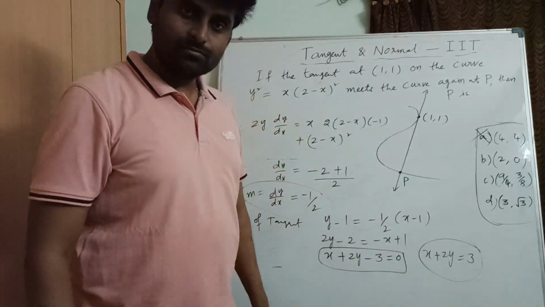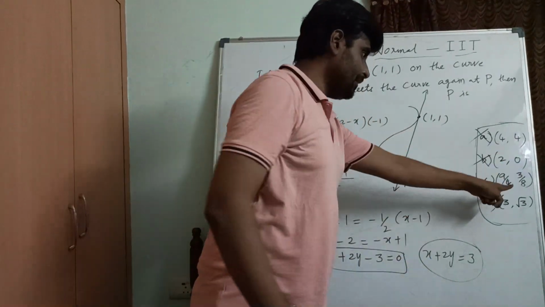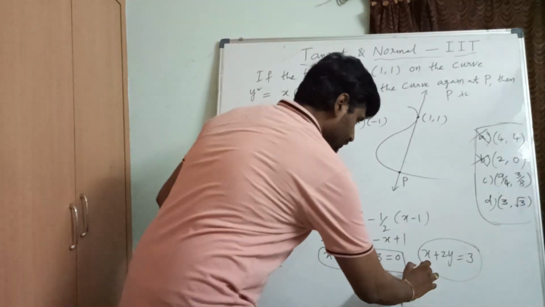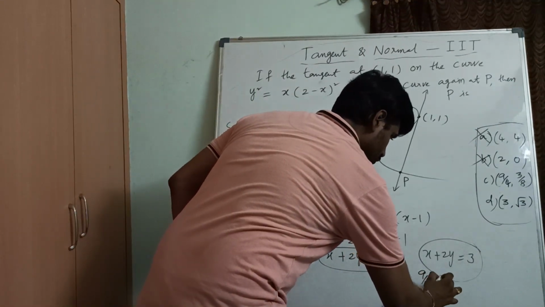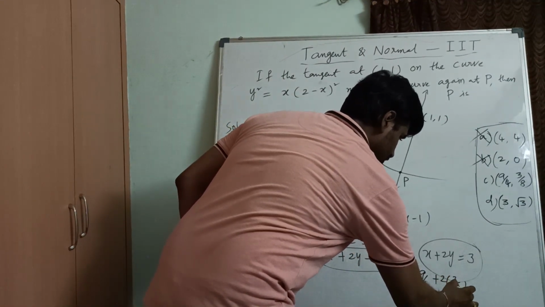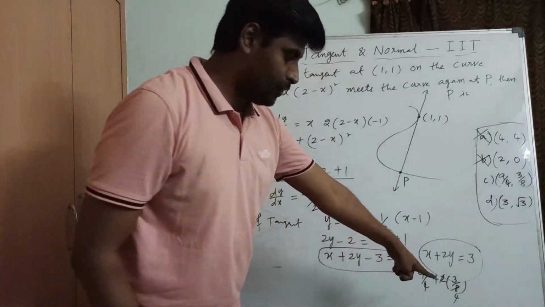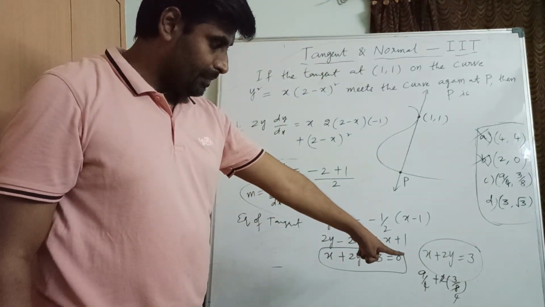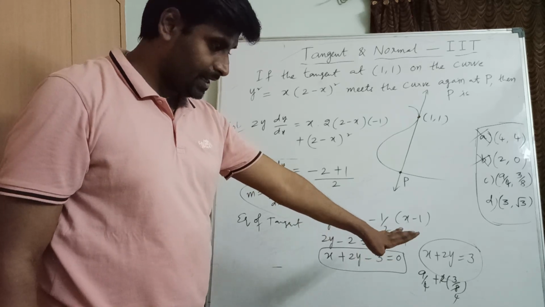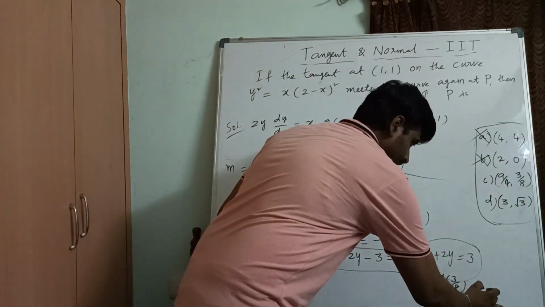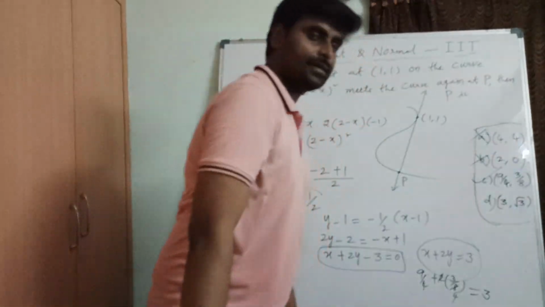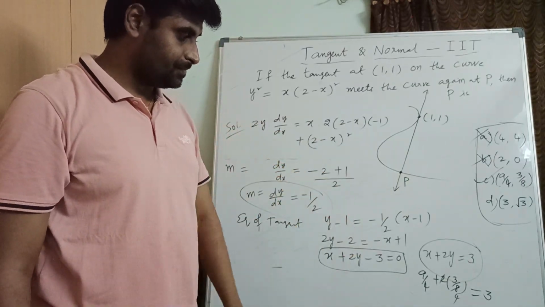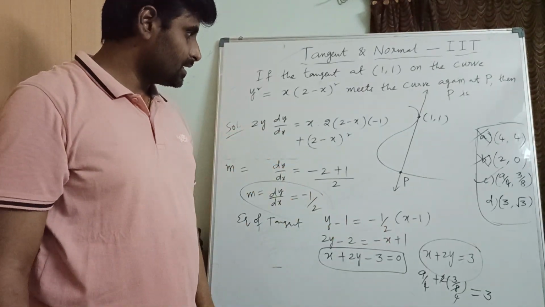Put 2 comma 0. No. So 9 by 4, 3 by 8. So 9 by 4, so 2 into 3 by 8. So 2 4s are here. So 9 by 4 plus 3 by 4, 12 by 4. 12 by 4 means 3. Correct? So option C is correct. That point is satisfying this equation of tangent. Clear?